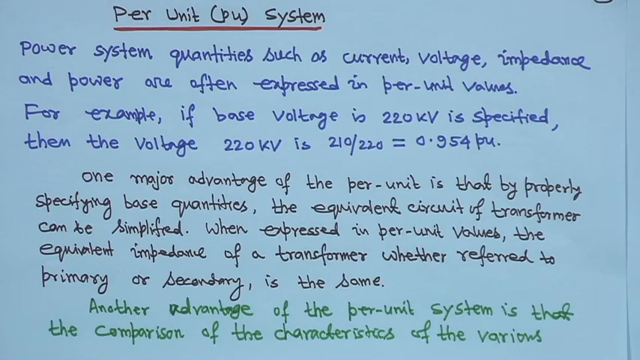Next, now we will come to the per unit system, right. So, after making all these things, the per unit system will be easier. Power system quantities, because you have 4 quantities mainly, current, voltage, impedance and power, right. These are often expressed in per unit values. For example, suppose the base voltage is 220 kV, any line, suppose you have a 220 kV transmission line, that is the base voltage. Suppose you are measuring the line to line voltage of the transmission line, suppose it is 210 kV.